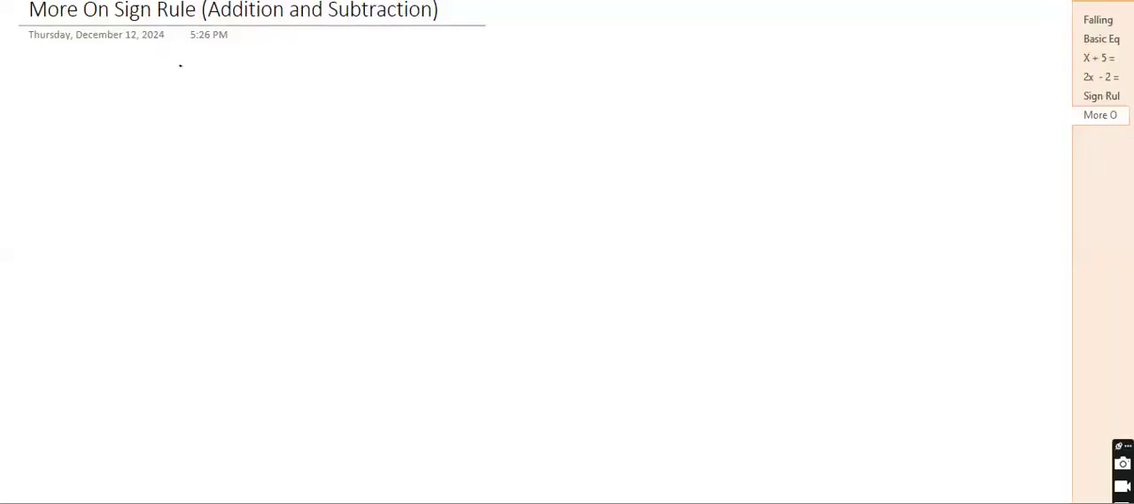So we continue with more of sign rules, addition and subtraction. So the last time I taught you, when two signs are the same, you add, and you put the sign of the larger number at the answer. When two signs are different, you subtract and put the sign of the larger number at the answer. But in this case, what if we have up to three numbers? For example, 3 minus 5 plus 2. So what are we going to do?